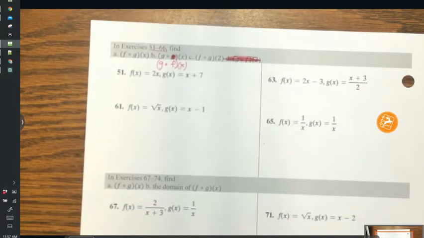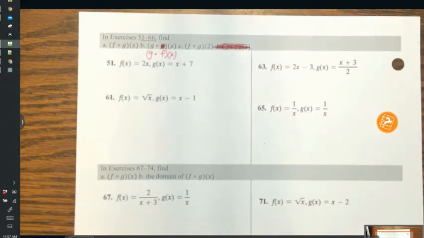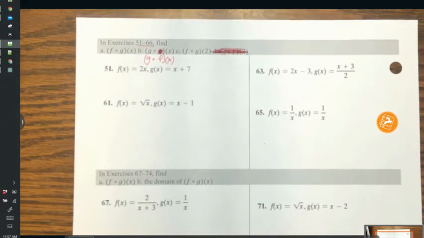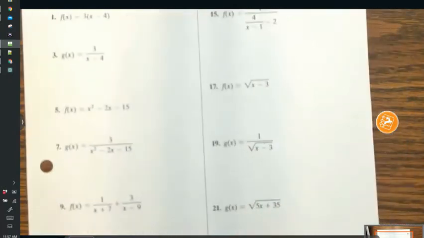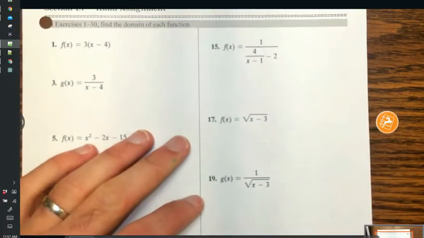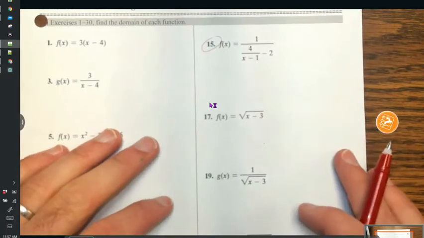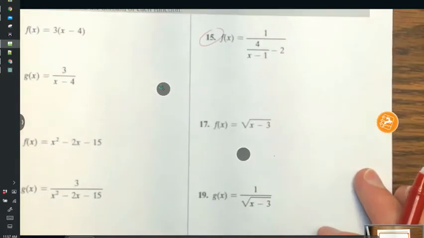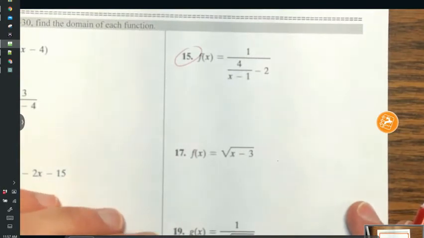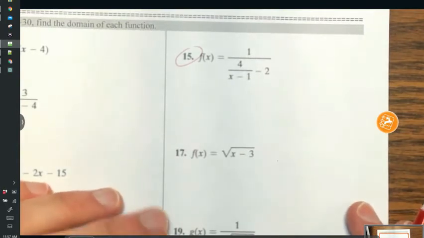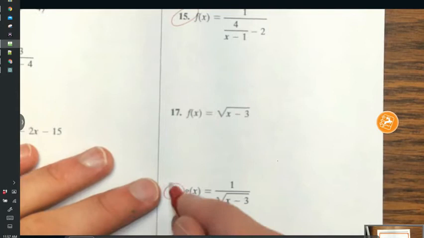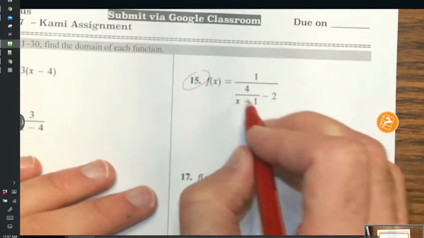Okay, and we have to do two things. We're going to do these two problems on the front side here, and then we also have to finish the notes. So let's do this. We're going to do 15 and 17. Or 19, sorry, 19. 15 and 19. All right, so here we go.